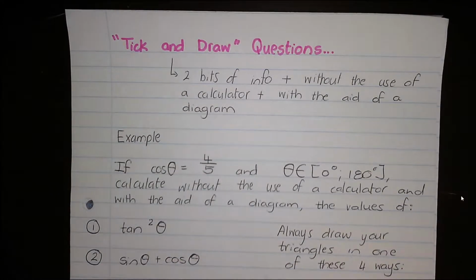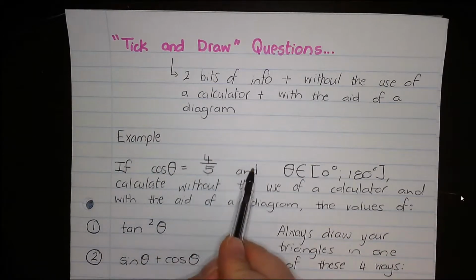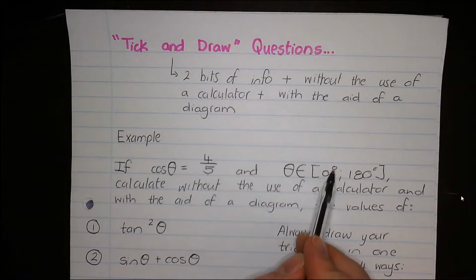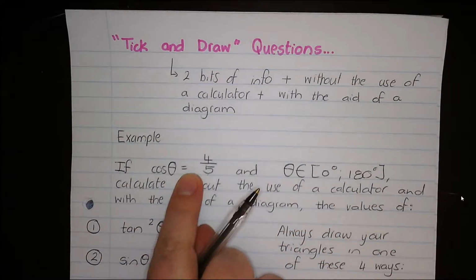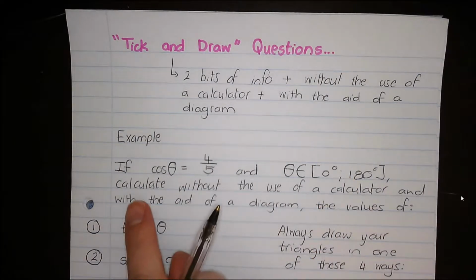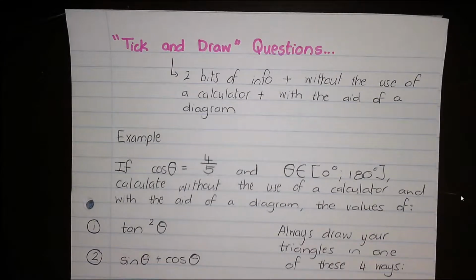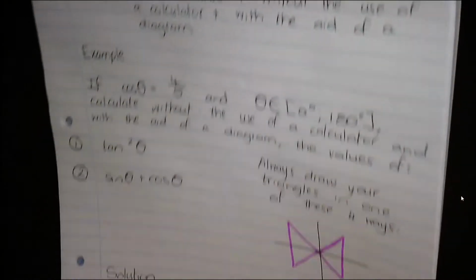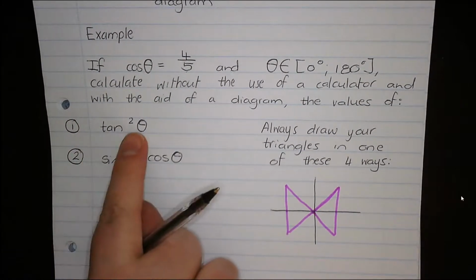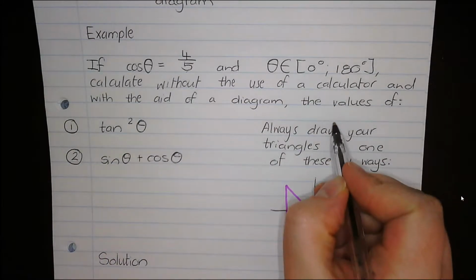So let's look at an easy example. If cosine of theta is 4/5 and theta lies between 0 and 180 degrees, so that's one bit of information, two bits of information. They say calculate without the use of a calculator and with the aid of a diagram the following values: tan squared of theta and sine of theta plus cosine of theta.